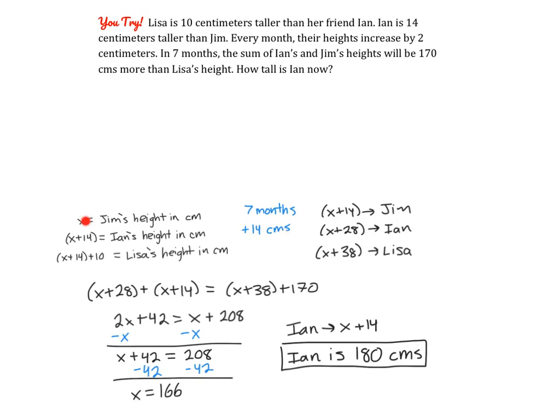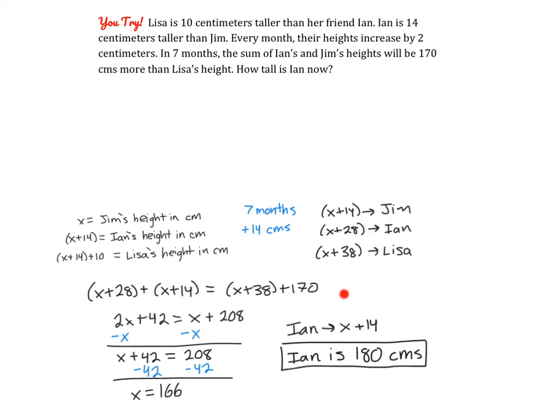So in 7 months, if they're increasing 2 centimeters per month, we can essentially add 14 centimeters to each of their heights. So Jim's will go from x to x plus 14. Ian's will go from x plus 14 to x plus 28. And then Lisa's will go from x plus 24 to x plus 38. So this is their height after 7 months. Okay, and it says in 7 months, the sum, so we're adding, of Ian's and Jim's height, so Ian is x plus 28, Jim is x plus 14, will be, so that's an equal sign, 170 centimeters more than, so plus 170, Lisa's height, which is x plus 38.